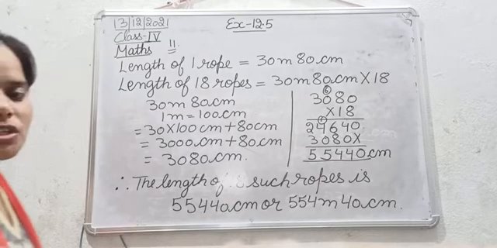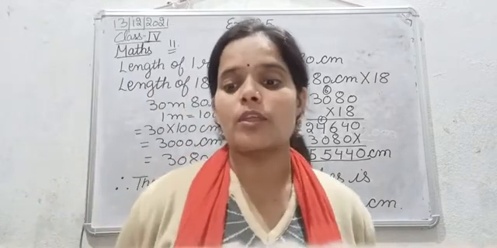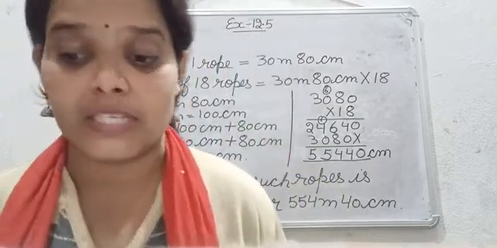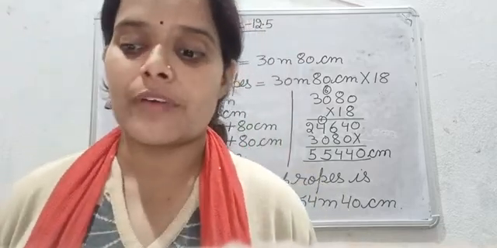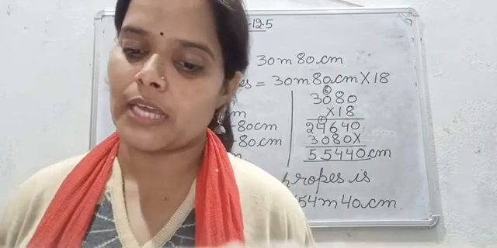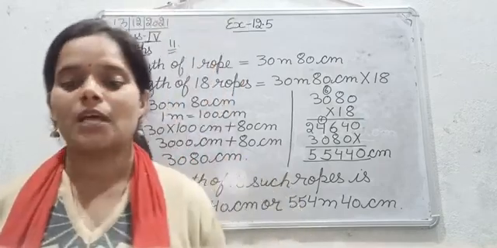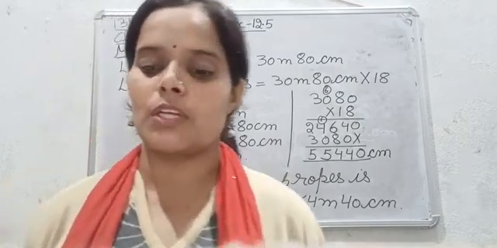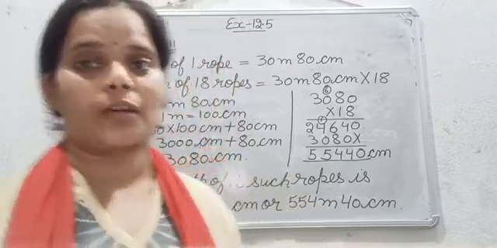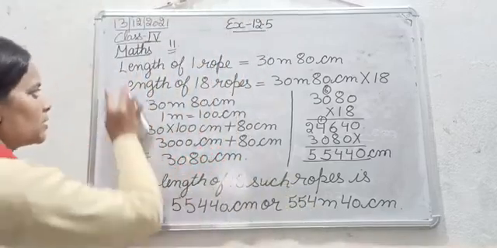Moving next to question number 12. The length of a playground is 75 meters 70 centimeter. Find the length of 8 playgrounds. Again the same question just like the previous one. Length of one playground is given and we need to find the length of the 8 playgrounds. Okay, so let's find out.